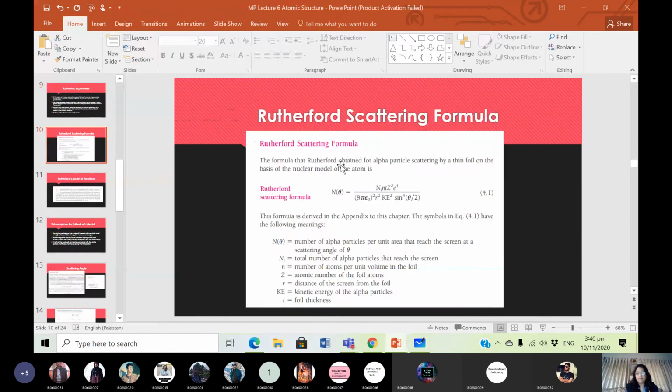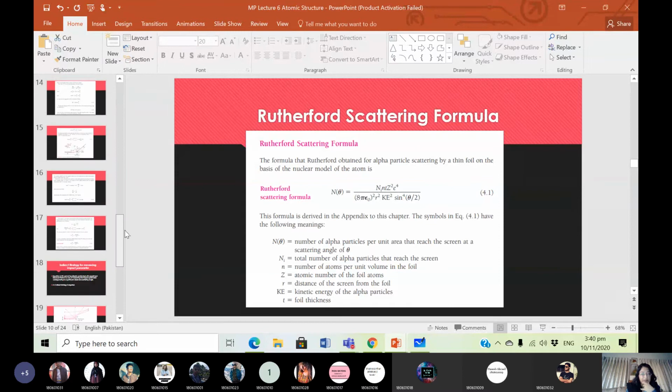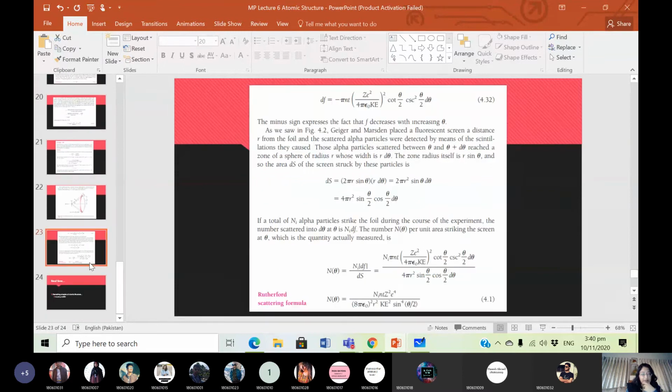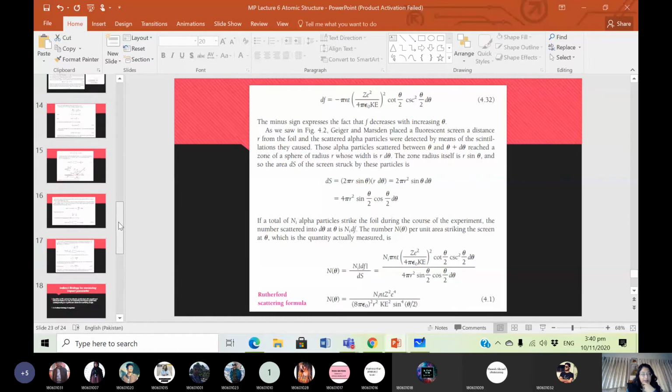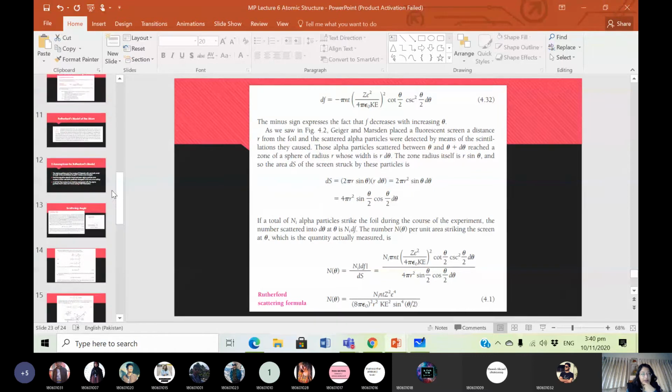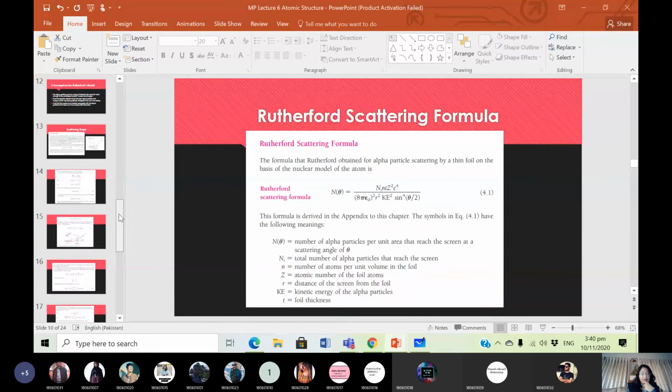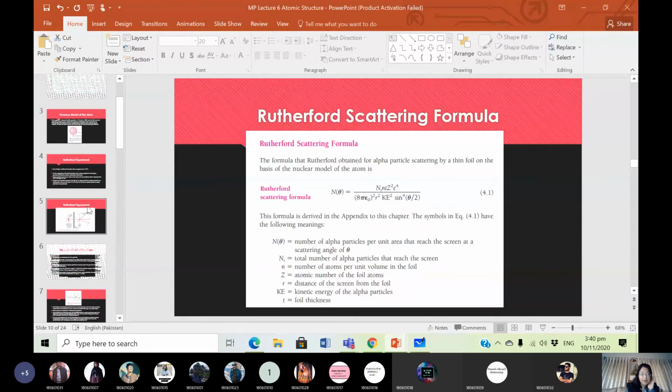So now we have the Rutherford scattering formula, and its derivation is very long. The derivation of this Rutherford formula is going to be throughout these slides. ये slide number 10 से लेके 23, all of these slides are for the derivation of this one formula. ठीक है? So the Rutherford scattering formula is the formula that Rutherford obtained for alpha particles.